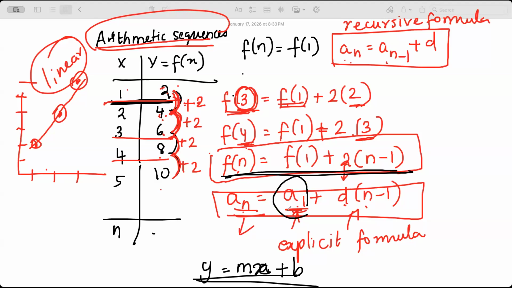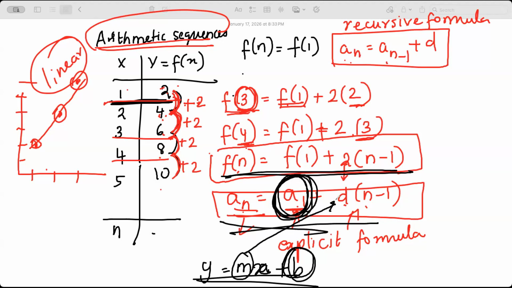First term is the y-intercept because this is the first term. When you get started, whatever value is in there, right? That is the same as this. Do you get it? And the slope, yes, it is the common difference. So that's how this is related. Arithmetic sequences are related to linear equations. Any questions?